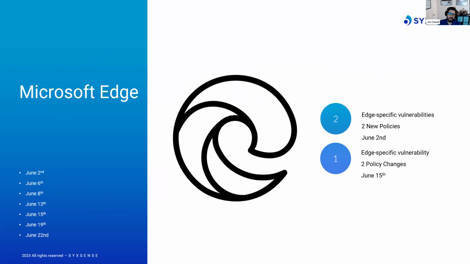Following suit, any vulnerabilities resolved in Chrome also affect other Chromium-based browsers, such as the increasingly popular Microsoft Edge. Edge received 7 updates since the month started. The June 2nd update of Edge included a number of enhancements, new policies, and of course, security fixes.